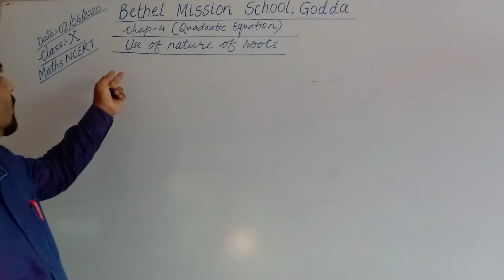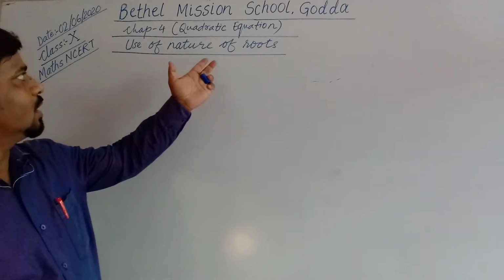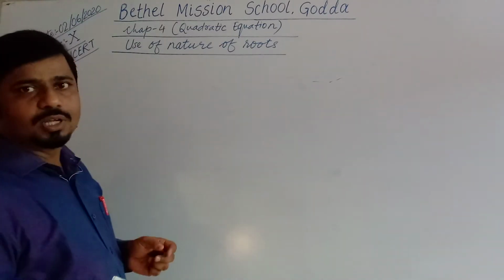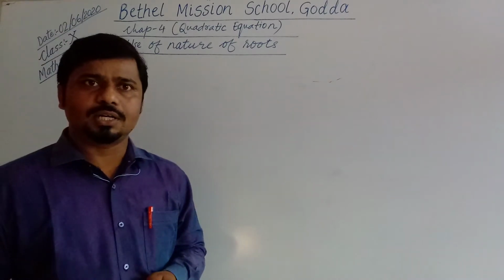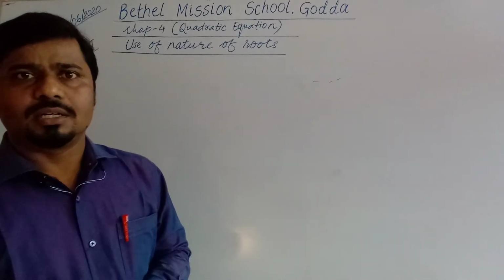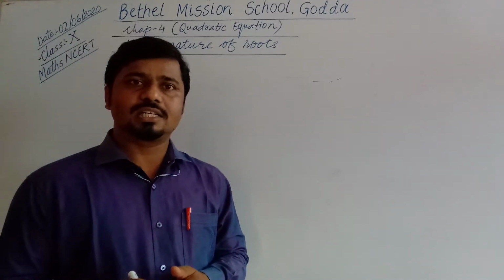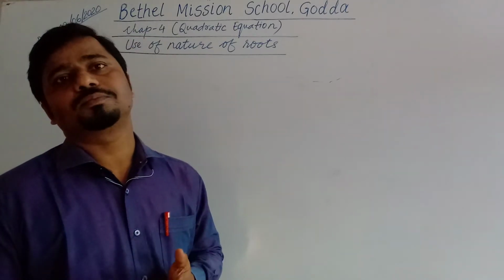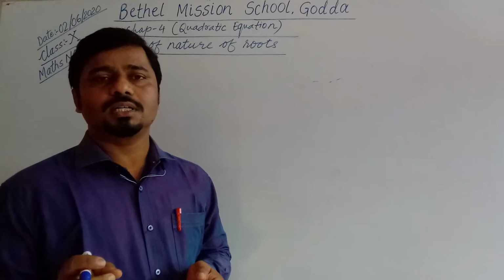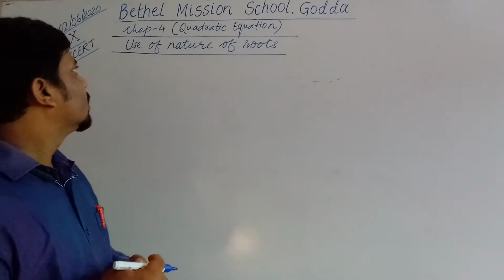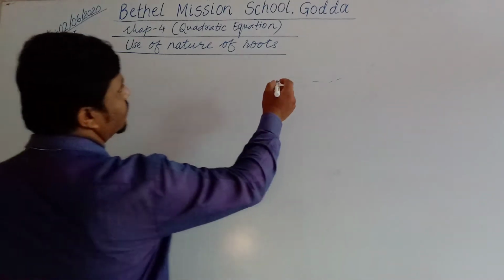Today we will see the nature of the roots, and how this will be used. The discriminant determines the nature of the roots. And what is the discriminant? The discriminant is the expression under the square root in the quadratic formula.